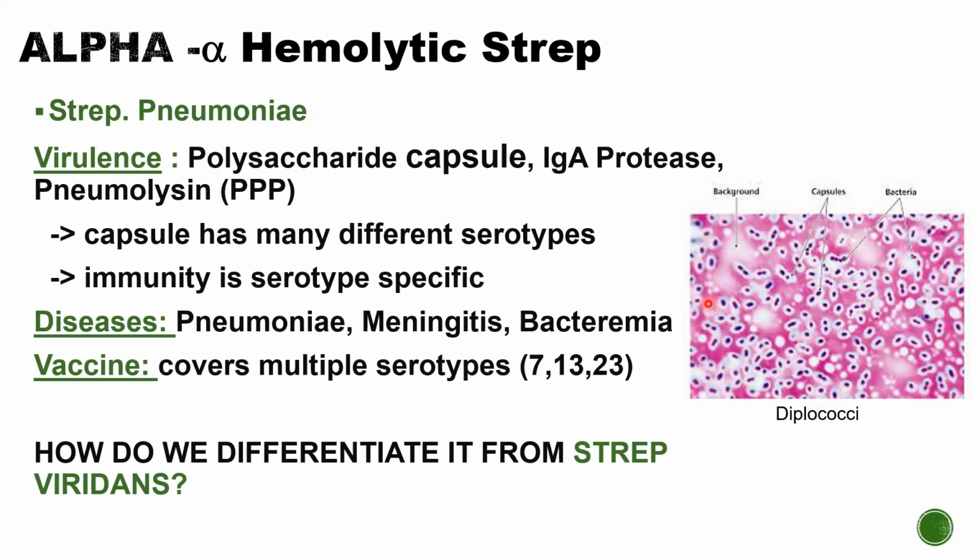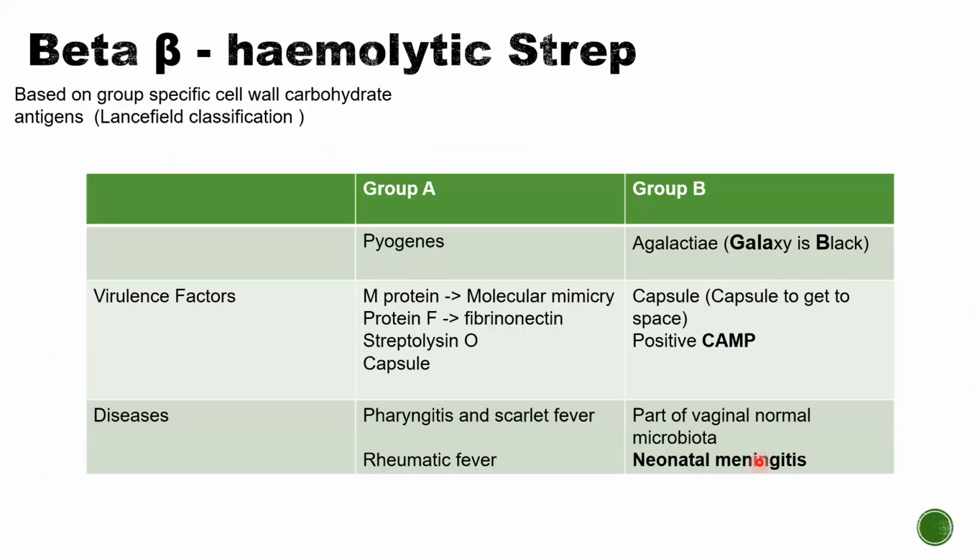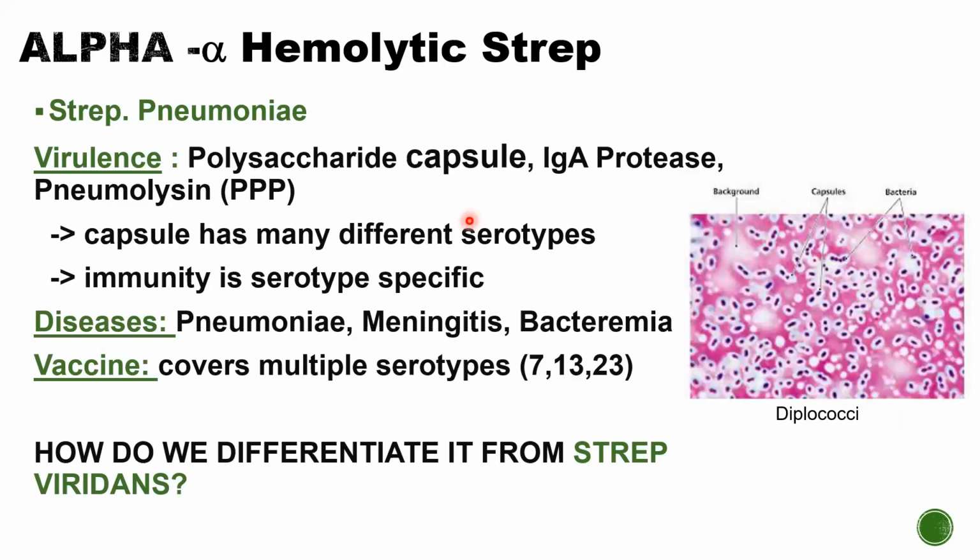This is a very important picture, and these white parts show you the capsules of the organism. Strep pneumo comes in diplococci, which means two circles stuck together. This is easy to remember because strep is chains, so just remember that pneumo is chains of two. Okay, any questions for alpha hemolytic?